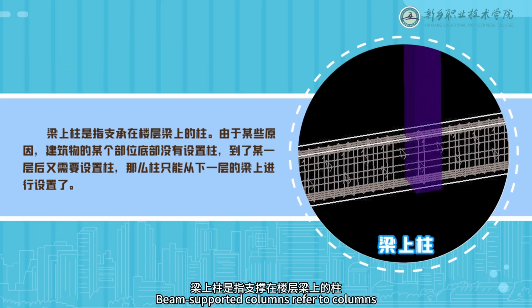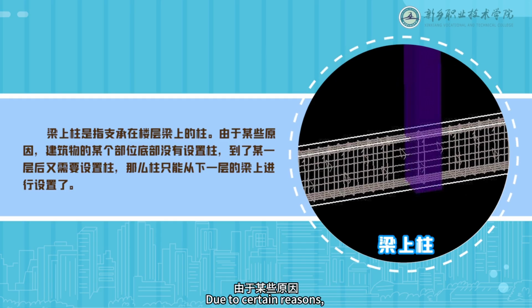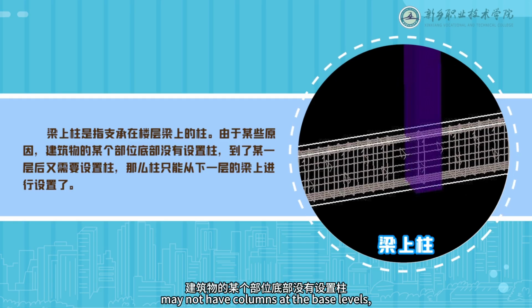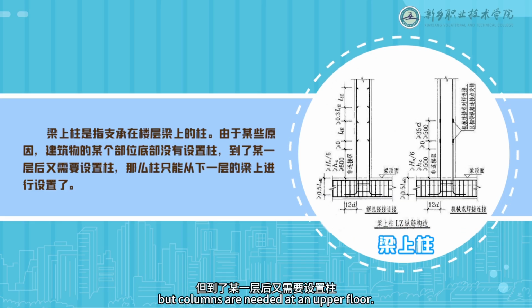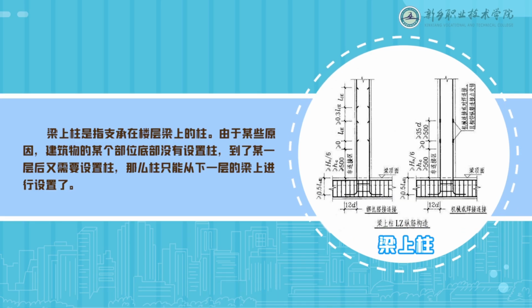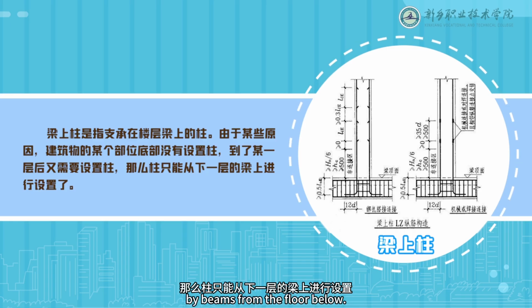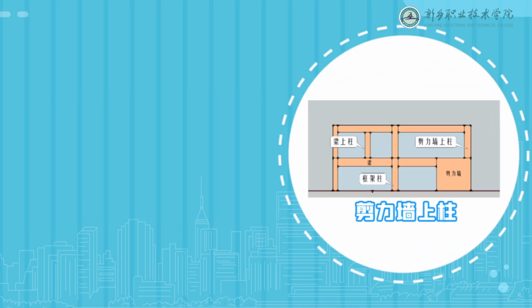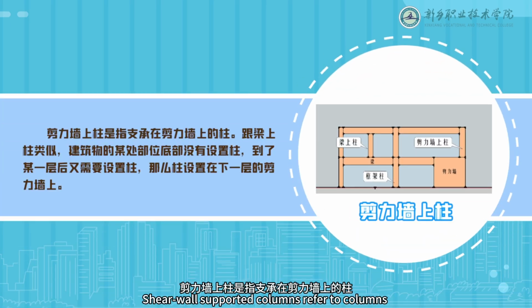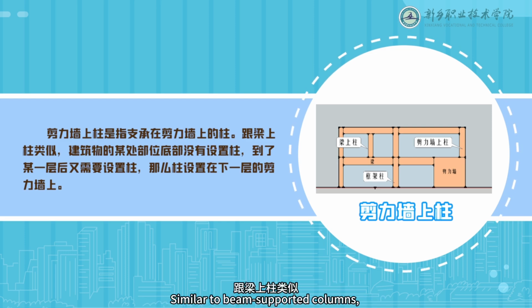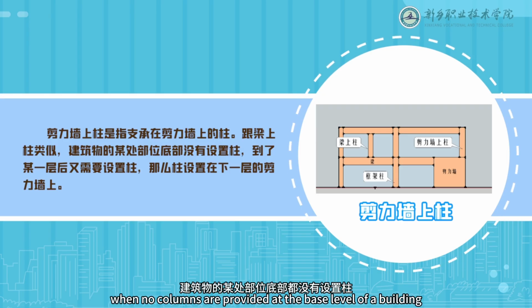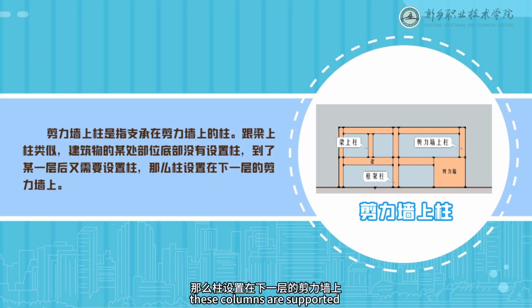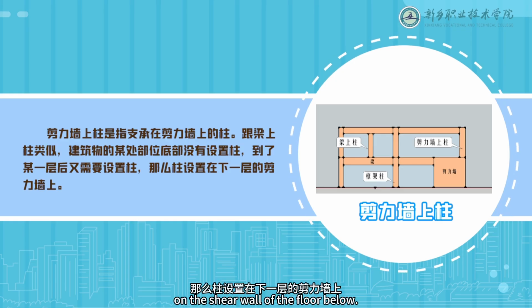Beam-supported columns refer to columns that are supported on floor beams. Due to certain reasons, some areas of a building may not have columns at the base levels, but columns are needed at an upper floor. Then columns can only be supported by beams from the floor below. Shear wall-supported columns refer to columns that are supported on shear walls, similar to beam-supported columns. When no columns are provided at the base level of a building, but are required at an upper floor, these columns are supported on the shear wall of the floor below.